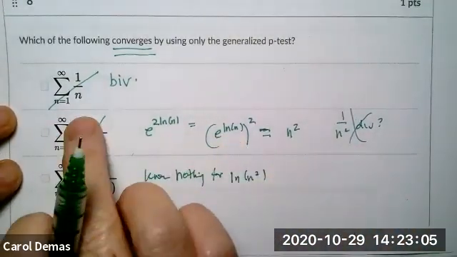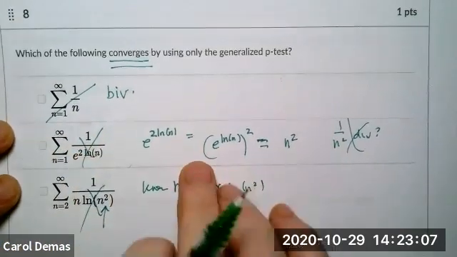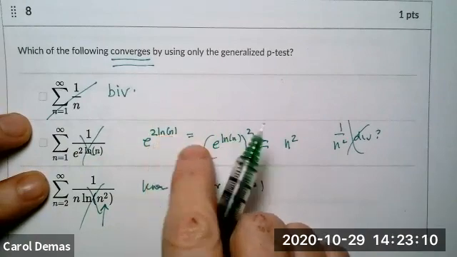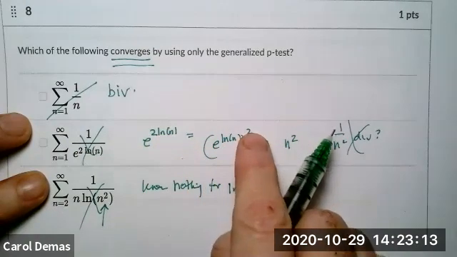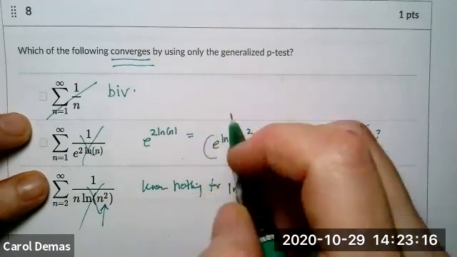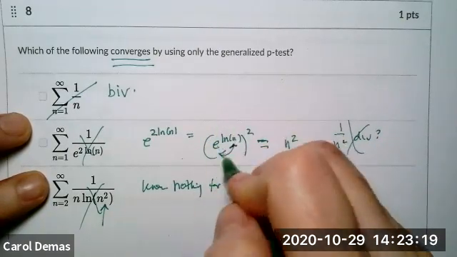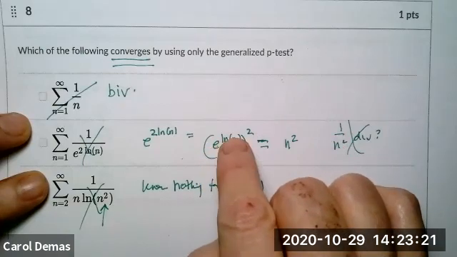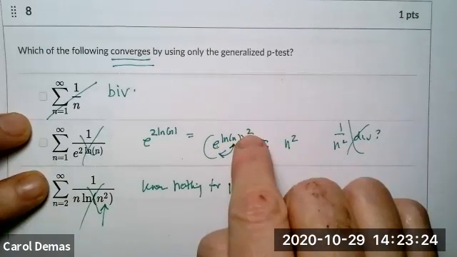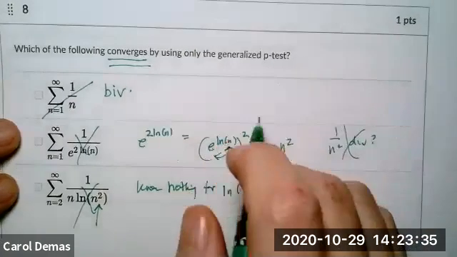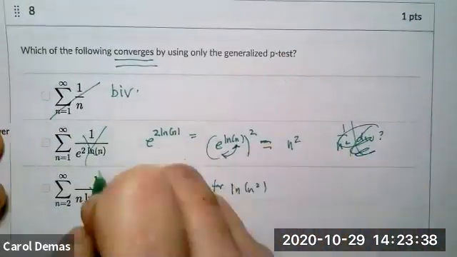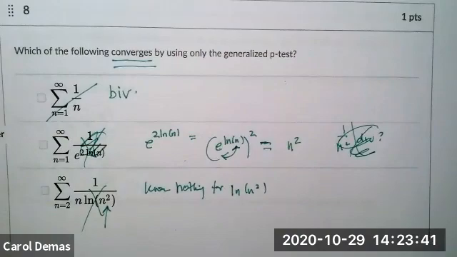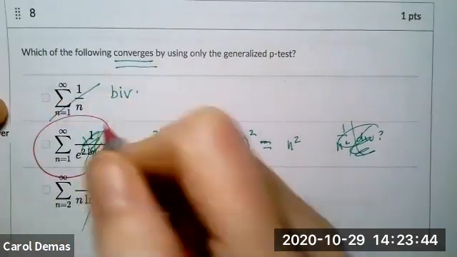Which one do you want me to explain, this one or this one? Okay, we can write e to the 2 log n as e to the log of n squared. Got it? And e and log are inverses of each other. They undo each other. So if you raise e to the log of n, that just gives you n, and that quantity is squared. And that diverges, right? It converges, no? Oh, I'm sorry, we are looking for convergence. So I shouldn't have crossed that out. That's the answer.